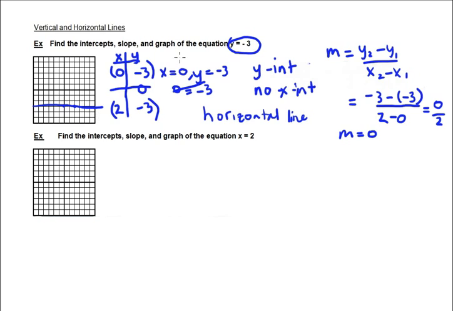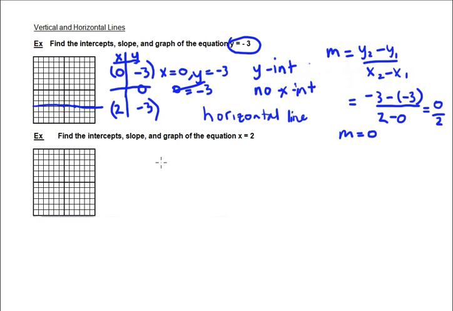Again, when we get the horizontal line, it connects to the equation y is equal to a constant. Whenever we have this format, thinking of y equals slope times x plus b, slope times x is 0. If the slope is 0, that term with the x drops out, and we just have the y-intercept, which is -3, and we can see that point appears down here.